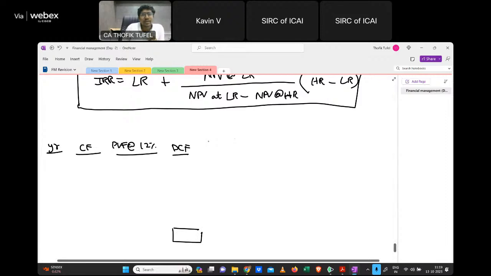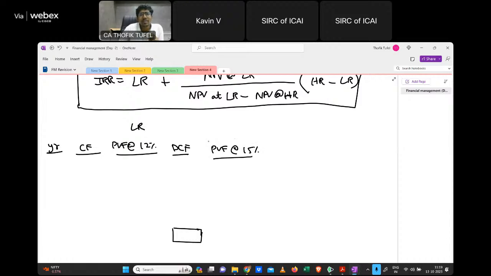Suppose you're getting a positive amount. So you have to increase the rate, then you will get a negative amount. Then what you have to do, again you have to put present value factor, because this is the lower rate. Now you should get the higher rate. So present value factor, suppose say now you're doing for 15%.